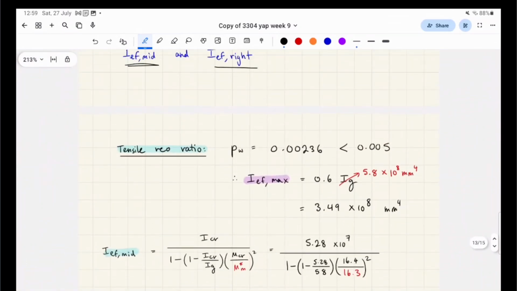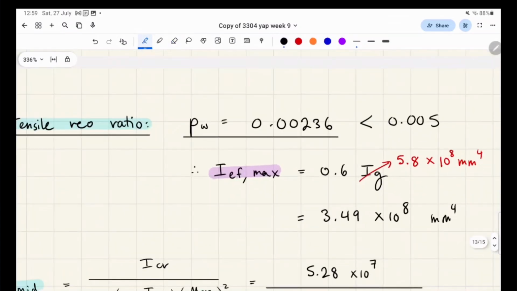So as we calculated before, the tensile steel ratio was 0.002, but that's actually less than 0.005, which is kind of like a threshold number. And since it's less than that threshold number, the maximum value that IEF can be at the midpoint or the right-hand point can only be 60% of the uncracked moment of inertia, right? So that value is this, right?